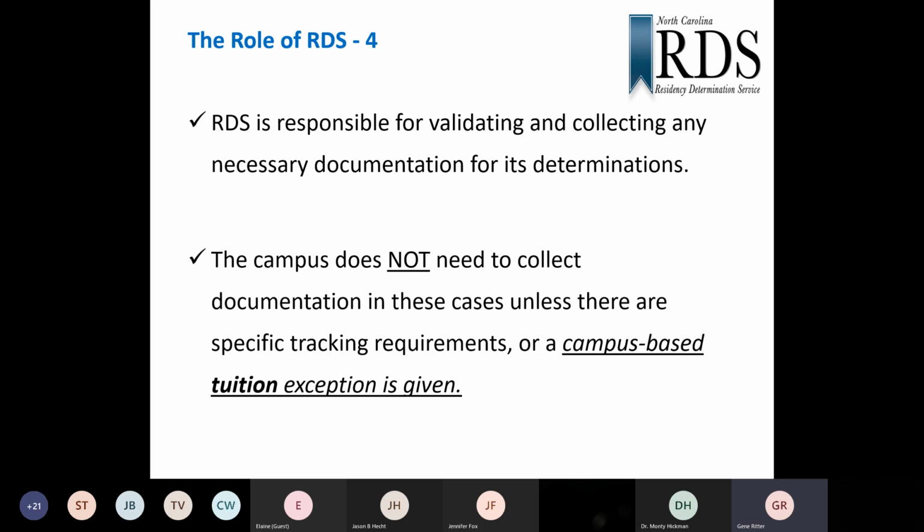Okay. So unless you're doing a campus-based exception, you don't need to collect documents on anything that RDS does, or there's some other reason for financial aid or something that you need it.